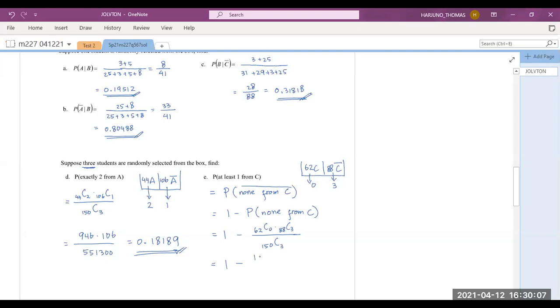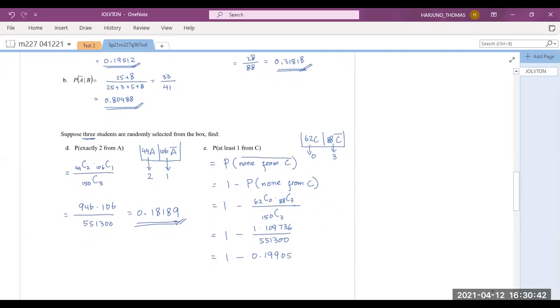Now 62 choose 0 is 1. 88 choose 3 is 109,736 over 551,300. Let me see what that is. Divided by 551,300, that's 0.19905. So when I subtract, I will get 0.80095. So approximately an 80% chance we have at least one element from C if we select three elements from that box at random.